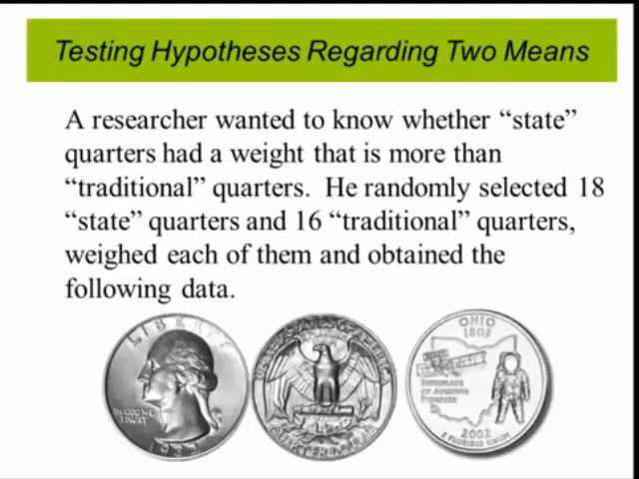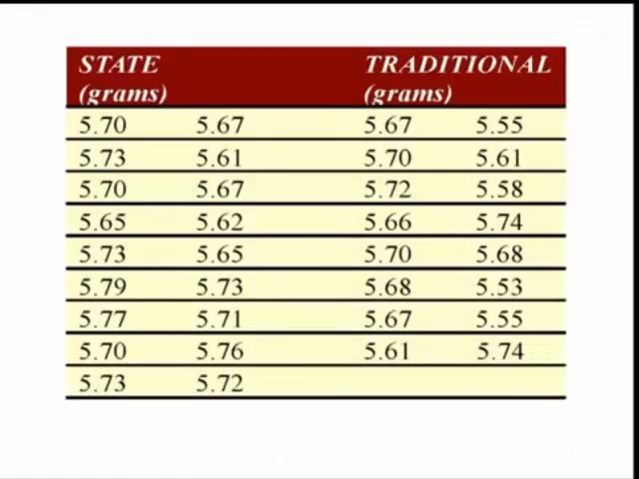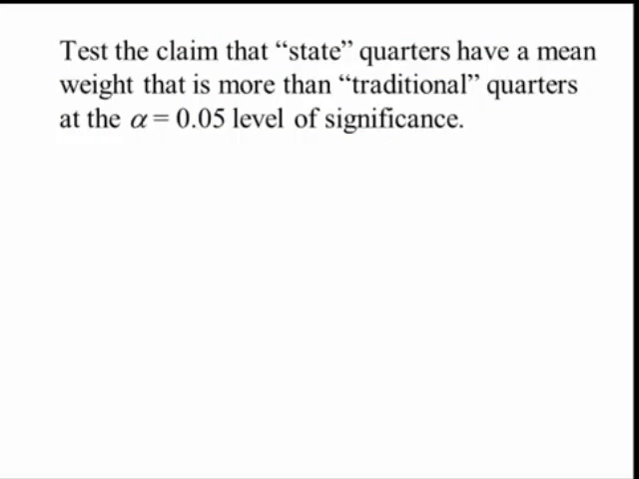A researcher wanted to know whether state quarters had a mean weight that is more than traditional quarters. He randomly selects 18 state quarters and 16 traditional quarters, weighing each of them and obtaining the following data. So here's our raw data. We will eventually put this data into Minitab or StatCrunch so we can compute a test statistic and a p-value. Test the claim that state quarters have a mean weight that is more than traditional quarters at the alpha equal 0.05 level of significance.